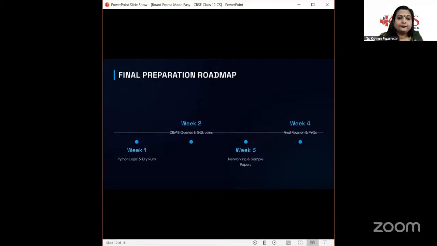Now, final preparation roadmap. Why is it required? Because the 4 week plan is very important. We still have 4 weeks in our hand. And here is the 4 week plan. Week 1 is for the tough stuff, that is Python, logic.